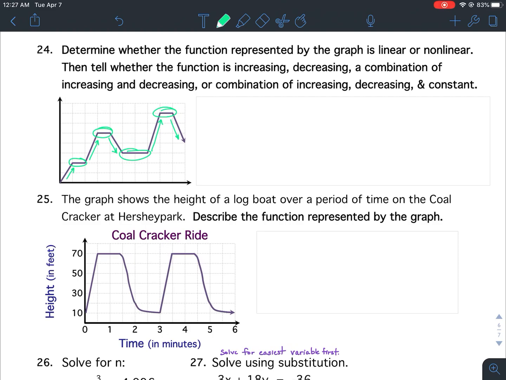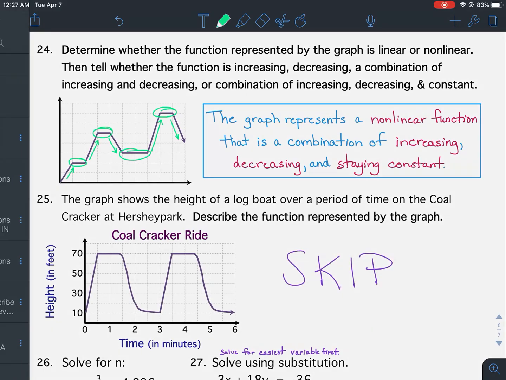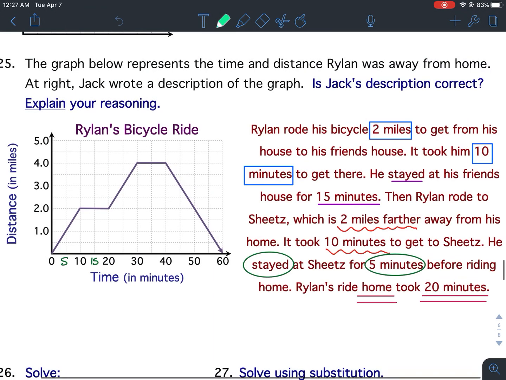So the answer to 24: the graph represents a nonlinear function that has a combination of increasing, decreasing, and staying constant. Take a moment, pause the video, and get that written down. Okay, question 25. We're actually going to skip 25 because you're not going to do a problem like this on the test. So we're going to skip 25. Instead, I want to show you this problem.